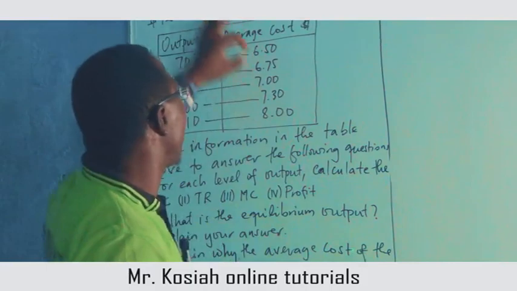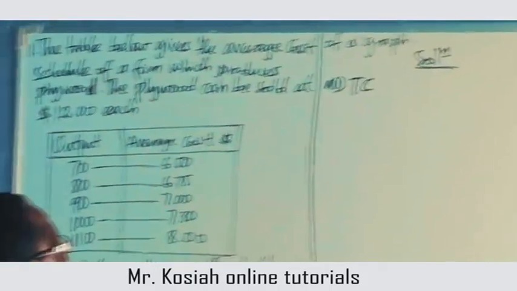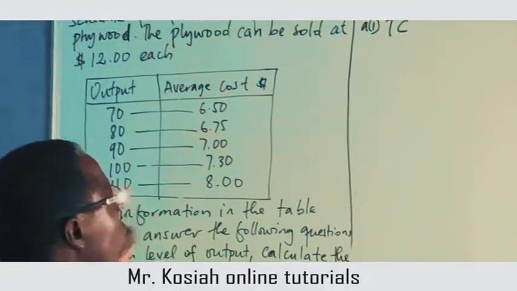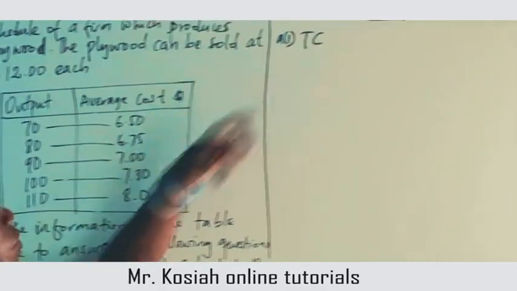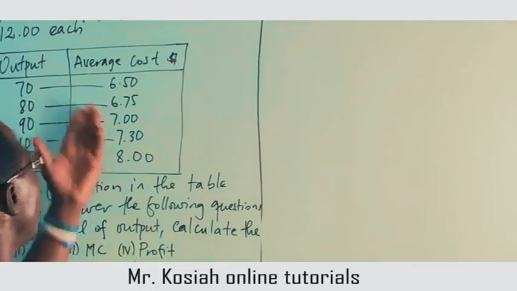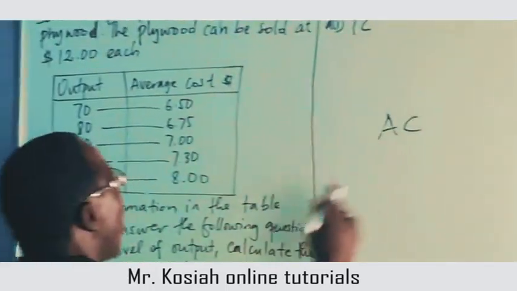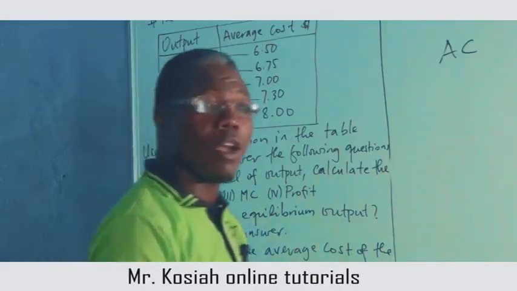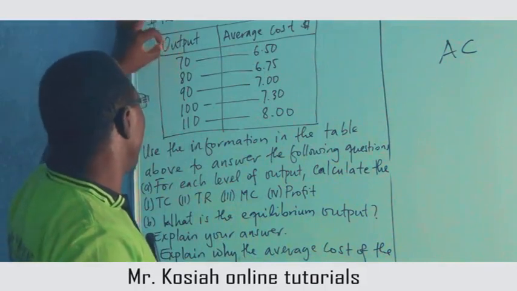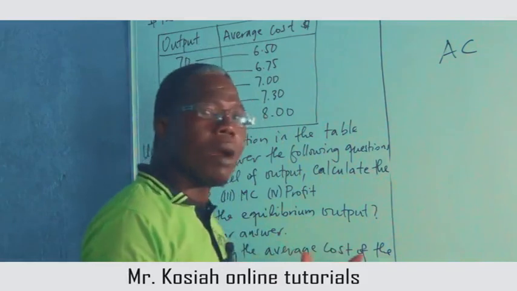As per this problem, what will be the total cost? To find the total cost, we are given output and average cost, so we are going to use the average cost and the output. Now, let's understand what average cost is. Average cost is the cost per unit. For each one unit of output, how much was used to produce one?